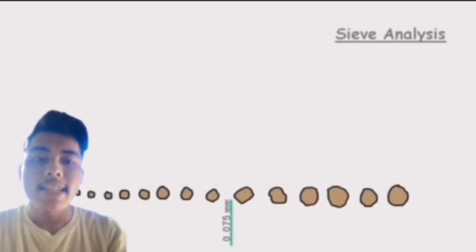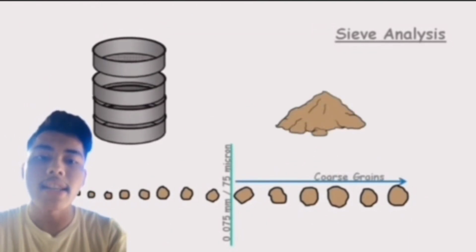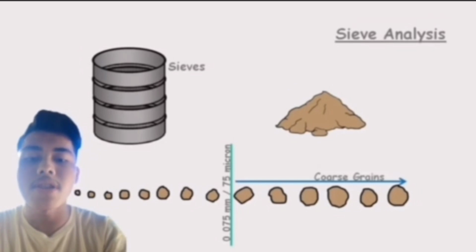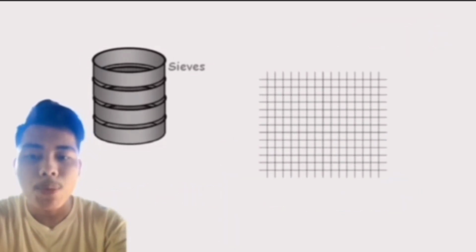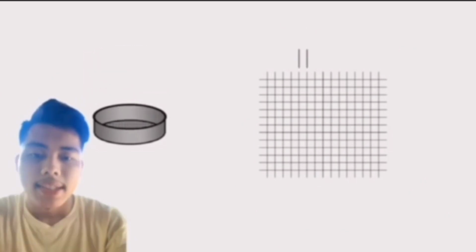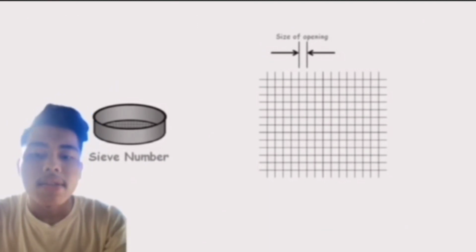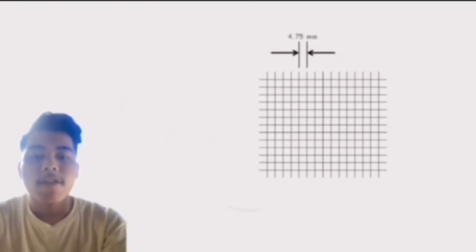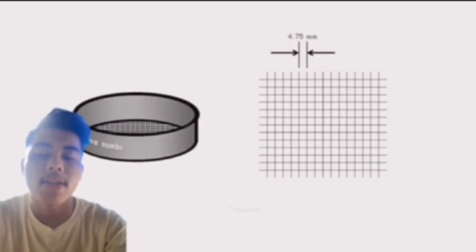Sieve analysis is done for coarse grain size. In this method, soil is sieved through a set of sieves. The size of the opening gives the sieve its name, which is called the sieve number. For example, the sieve with an opening of 4.75 mm. Similarly, there is a sieve of 600 microns.